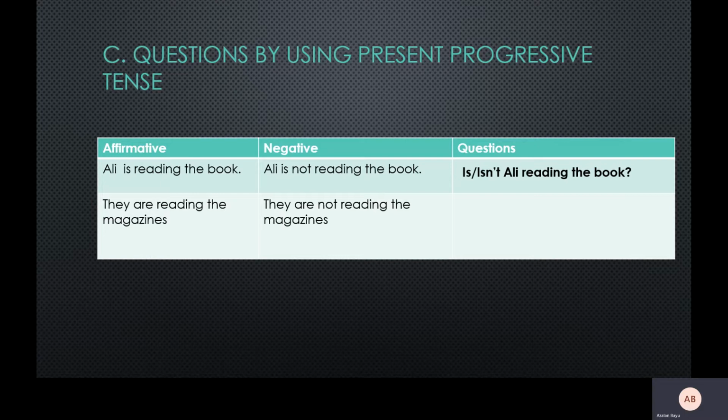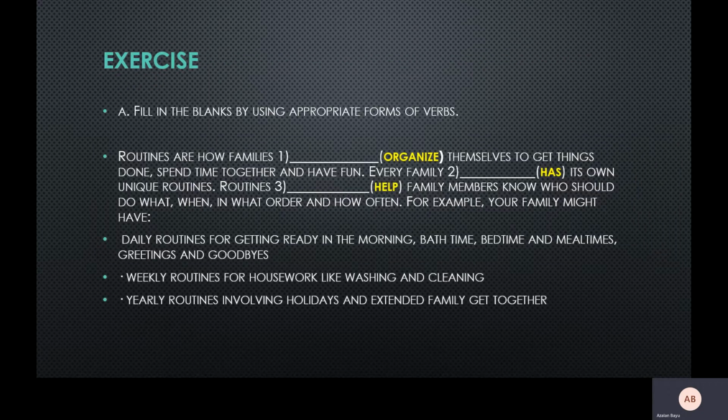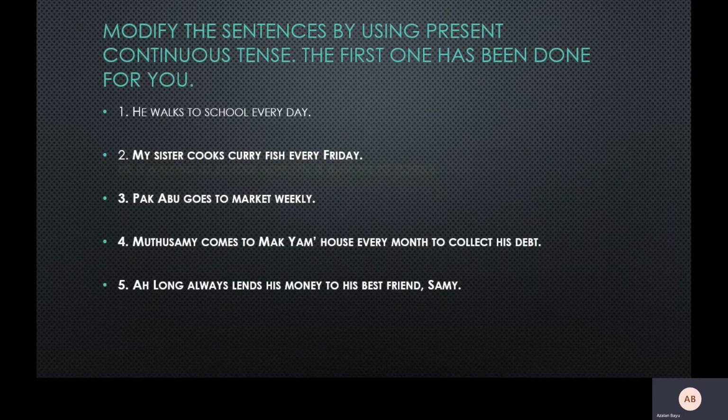They are reading the magazine. They are not reading the magazine. Question: are they reading the magazine, or aren't they reading the magazine? It's very, very simple. You have to understand the structure, and then you just jumble up, you change the subject to the verb, the verb to the subject position, then it becomes the question. We will discuss this in the live classroom, don't worry. Also this one.